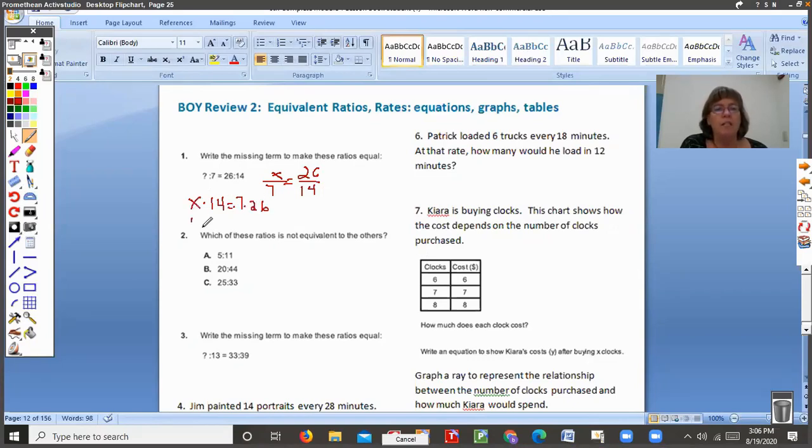But before I do all of that work, because that's a good little bit of work, right? We're going to have 14x is equal to, and then 7 times 6 is 42, carry the 4, and that's going to be 182. And then we're going to have to divide by 14. But let's take a look at this. Let's see if we can reduce this first.